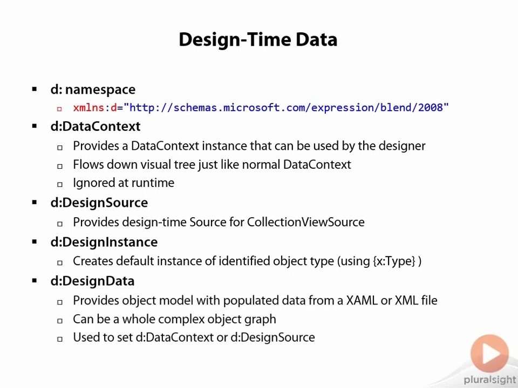Last, there's the d:DesignData property, and this is one that you can point to a XAML file or an XML file that can be turned into an object model. And once that object model is created, if it has the same properties as you expect for your runtime objects, those can be rendered out through the bindings. So you can use d:DesignData to set d:DataContext or d:DesignSource, and instead of just getting the type information, you actually get a whole built-up object model with values for all the properties. So let's take a look at a demo of using all these features.